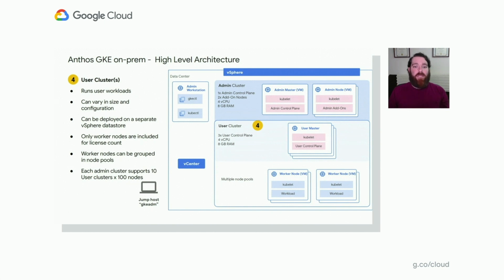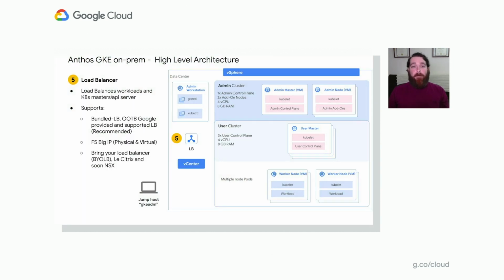So this really allows you to scale to a large number of Kubernetes clusters within each data center footprint, and then provide those to various use cases within your organization. Once you have those user clusters and the control plane up and running, you'll also want to include load balancing. And load balancing gets traffic into your workloads.